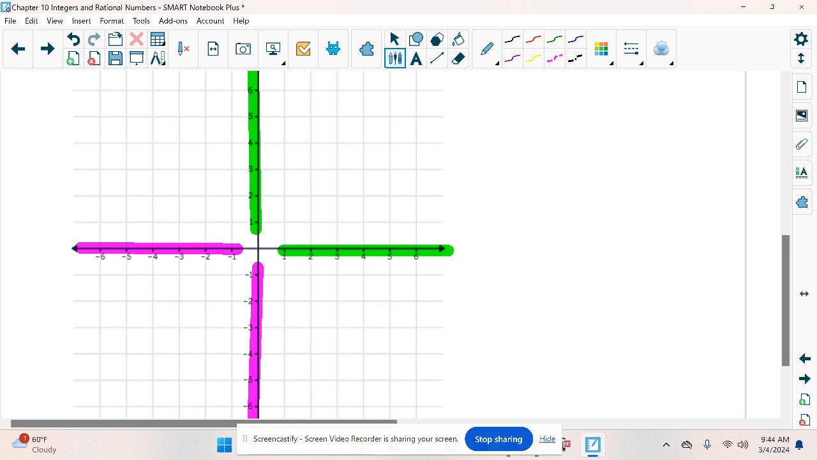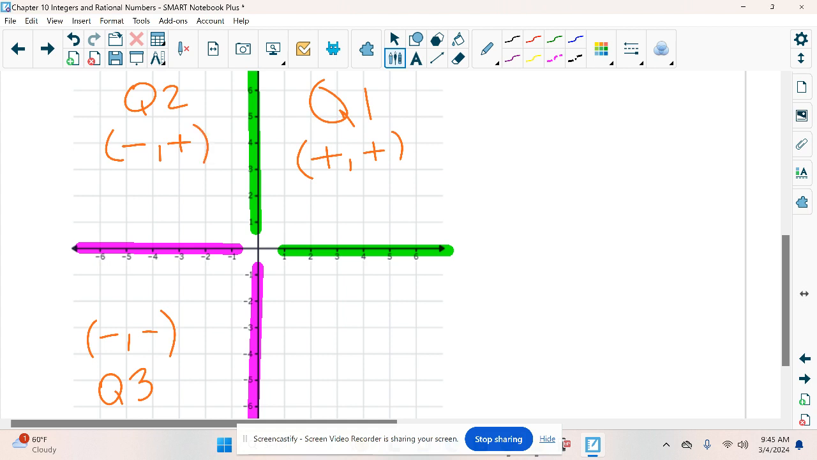You sure? All right. So, what quadrant is this one right here? That's Quadrant 3, and what's its signs? Negative, negative. Okay. What quadrant is this one? Quadrant 1. And what's its signs? Positive, positive. And then the one right next to it is what? Quadrant 2. And what's its signs? Negative, positive.